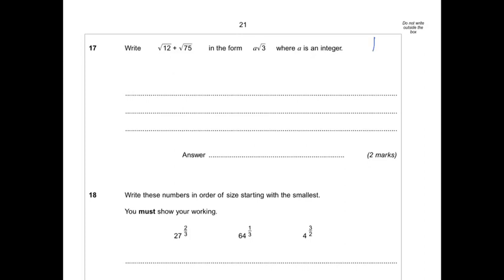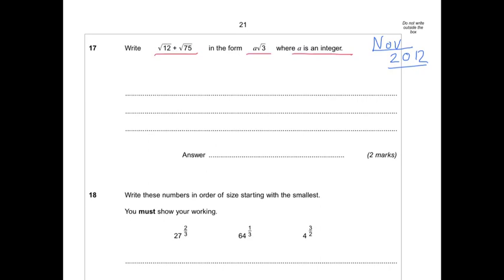This is the November 2012 non-calculator exam, paper 1. Question 17. Write root 12 plus root 75 in the form a root 3, where a is an integer.